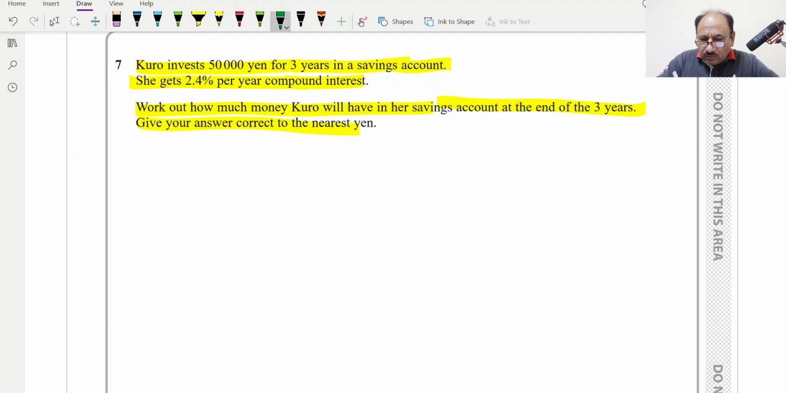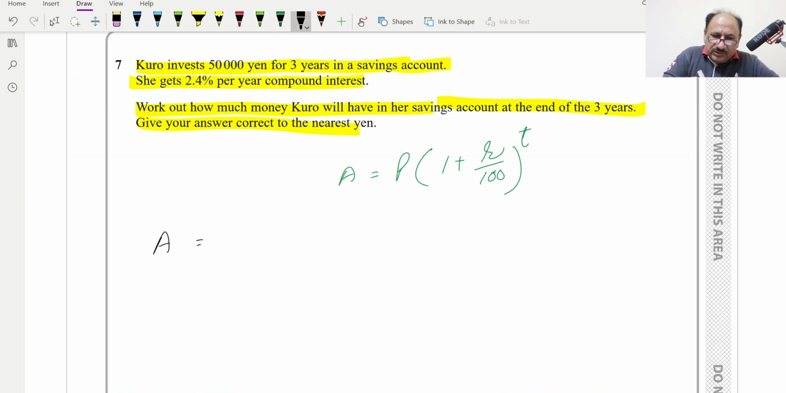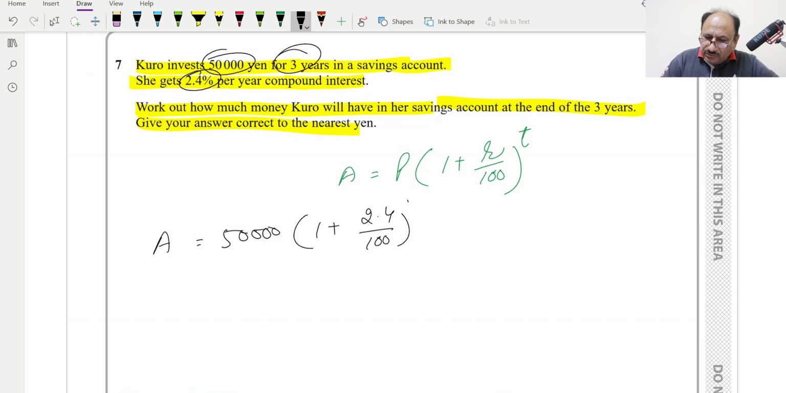So we know the compound interest formula. A is equal to the principal amount into 1 plus r over 100 raised to the power t. This formula we will be utilizing, and the principal amount is this much, which is 50,000. So we can write here 50,000, and 1 plus rate is what? Rate is 2.4. So 2.4 over 100, and the time duration is 3 years.